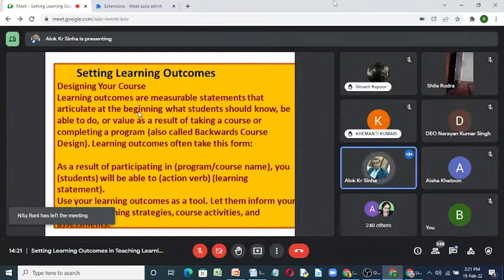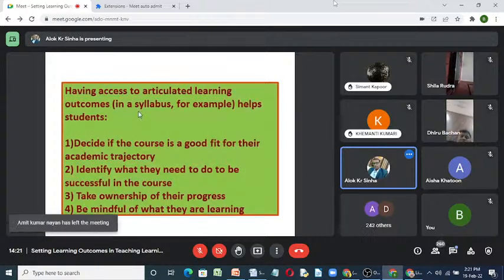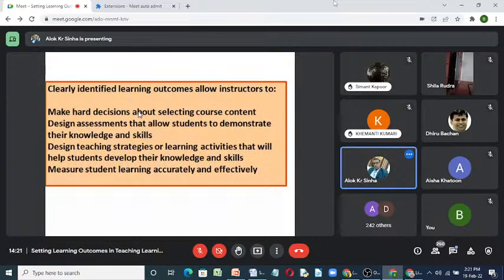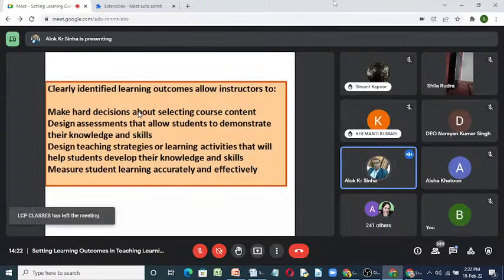Use your learning outcomes as a tool. Let them inform your choice of teaching strategies, course activities, and assessment. So students must know your teaching strategies, your course activities, and assessment first. Clearly identified learning outcomes allow instructors to make hard decisions about selecting course content and designing assessments that allow students to demonstrate their knowledge and skills. It helps in designing teaching strategies or learning activities that will help students develop their knowledge and skills, and measures students' learning accurately and effectively.